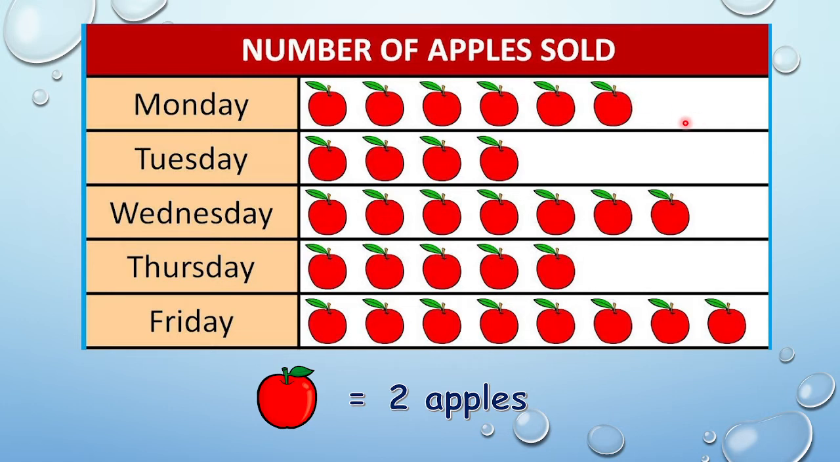All right. So let us analyze. On Monday, how many apples were sold? 12. You just count by twos, right? On Tuesday, how many apples were sold? 10. Next, how about on Friday? How many apples were sold on Friday?